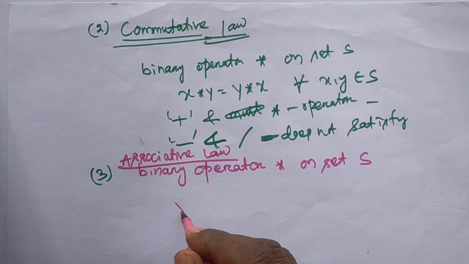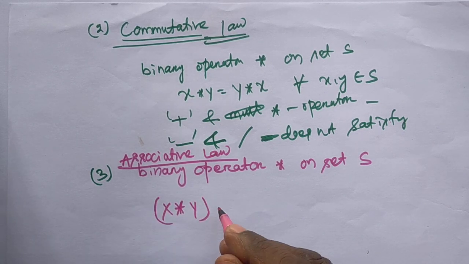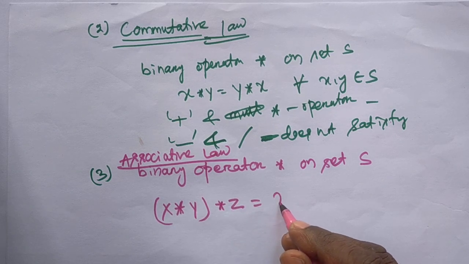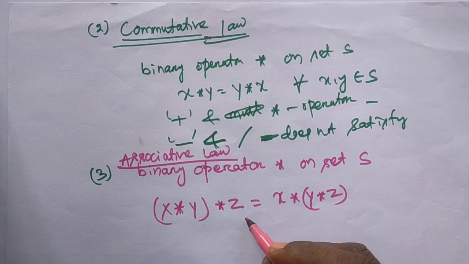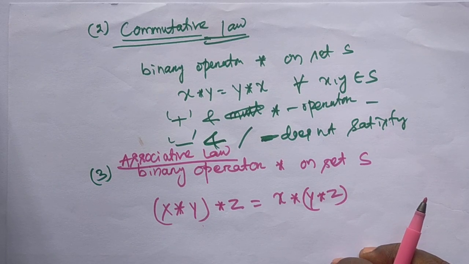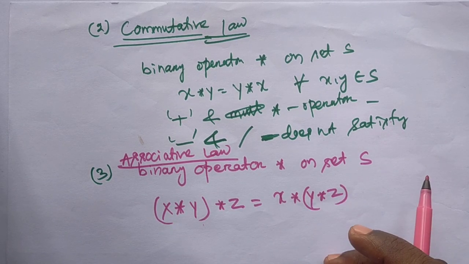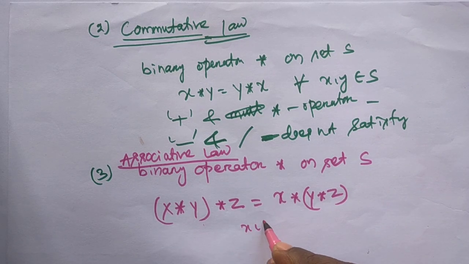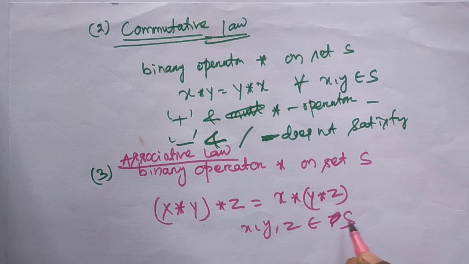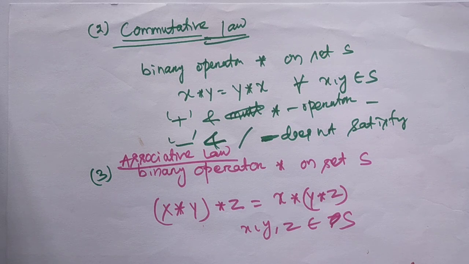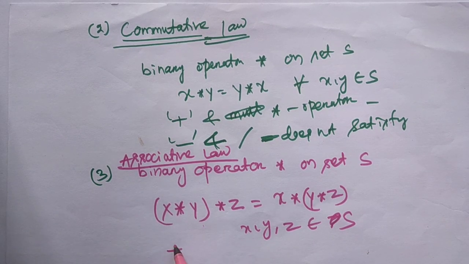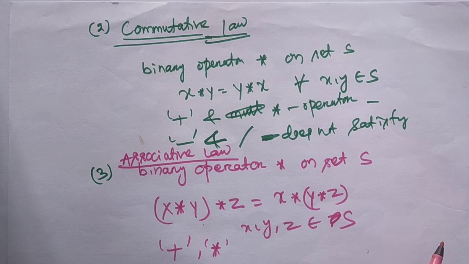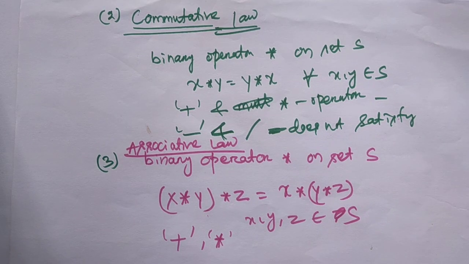When the binary operator star on set S is associative, then x star y, star z is equal to x star, y star z. That is, x y associated with z, or x associated with y z, where x, y, z belong to S. So which operations satisfy it? Addition and multiplication are both satisfied, but division and subtraction are not satisfied for associative. Like this, different concepts we define.